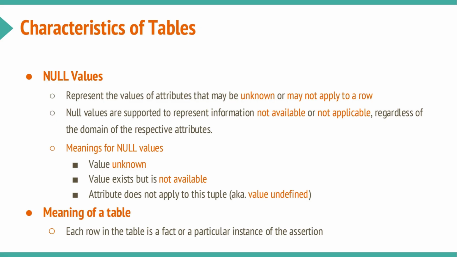Finally, the meaning of a table. You can think of each row as a single complete fact. The first row is a fact about a student named Dick Davidson. The second row is a fact about Barbara Benson. The whole table is a collection of facts about students.